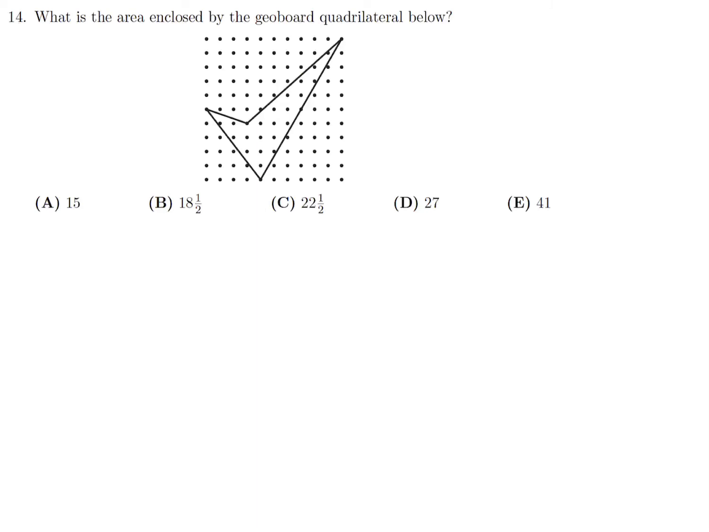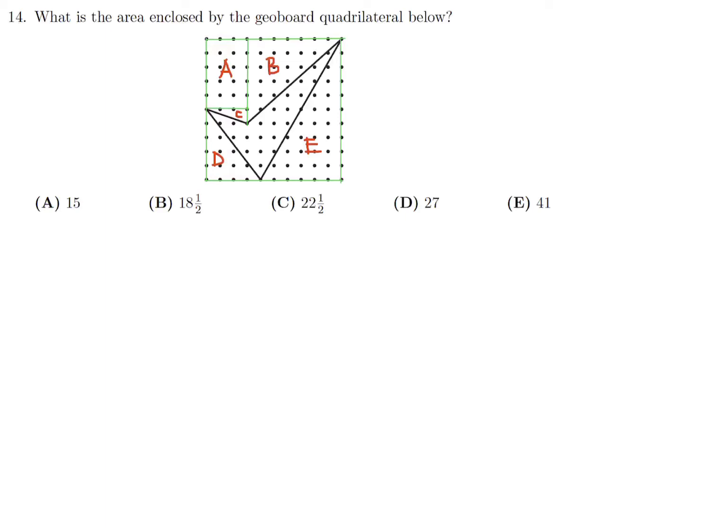What is the area enclosed by the geoboard quadrilateral below? So I'm going to partition this into segments like that. And then each of these areas, I'm going to give it a name. I'm going to call this one A. I'll call this one B. This little guy in here I'll call C, and D, and E. And then this Nike-like check mark is basically what we are interested in.